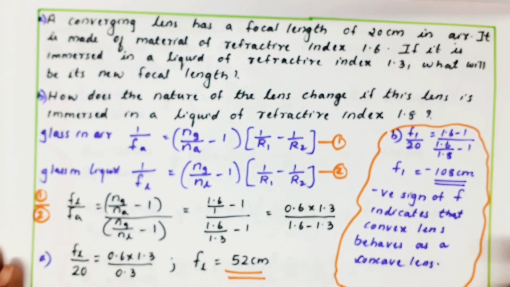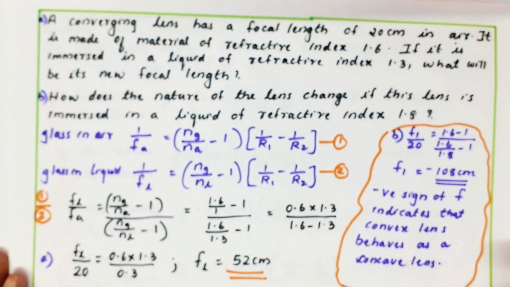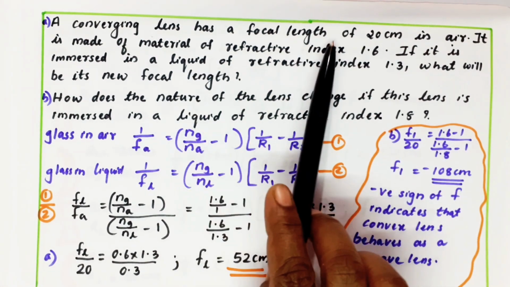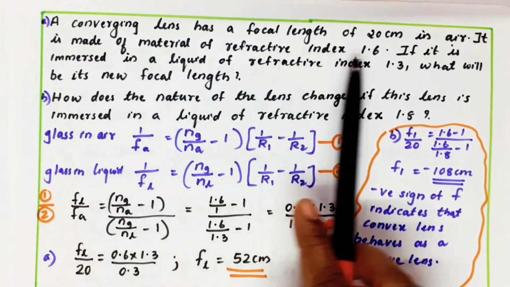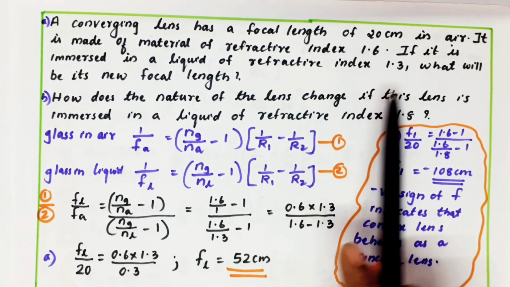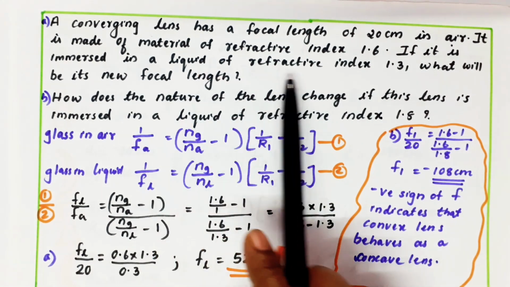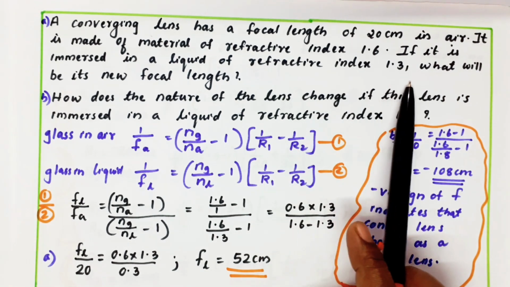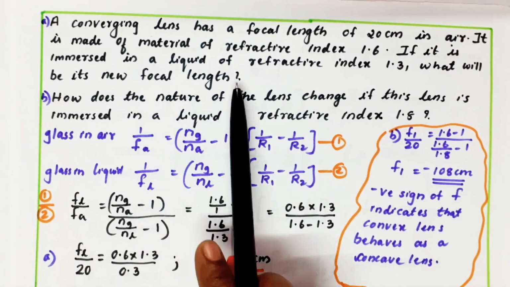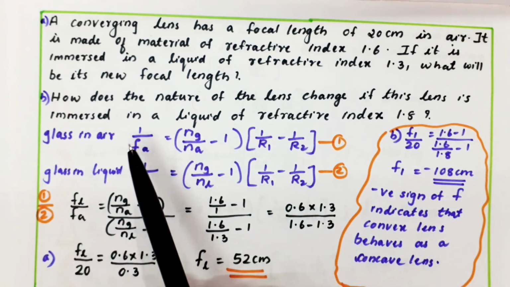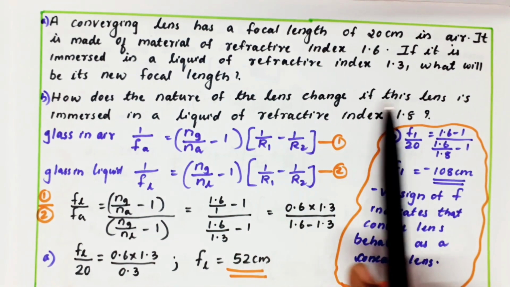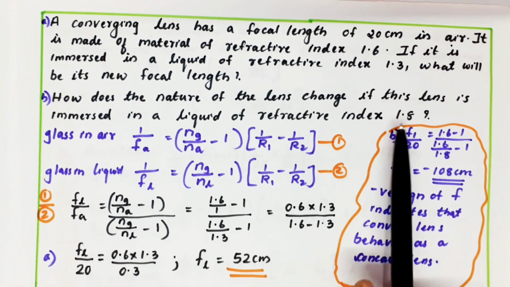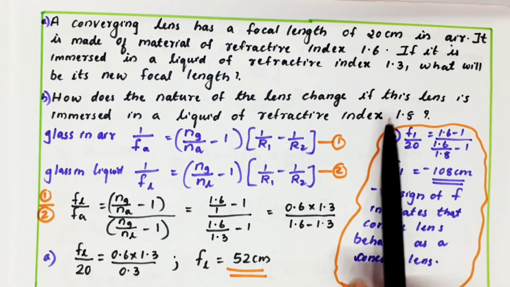This is a very, very important question. A converging lens has a focal length of 20 cm in air. It is made of a material of refractive index 1.6. If it is immersed in a liquid of refractive index 1.3, what will be its new focal length? How does the nature change if this lens is immersed in a liquid of refractive index 1.8?